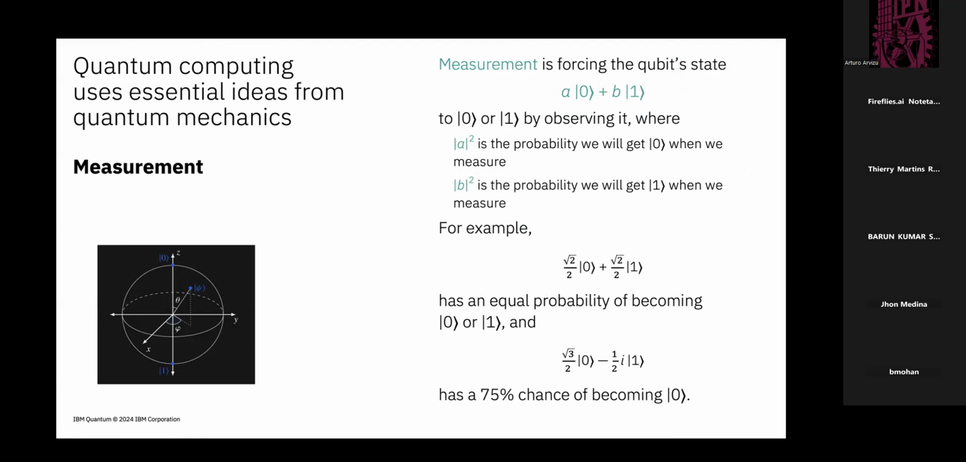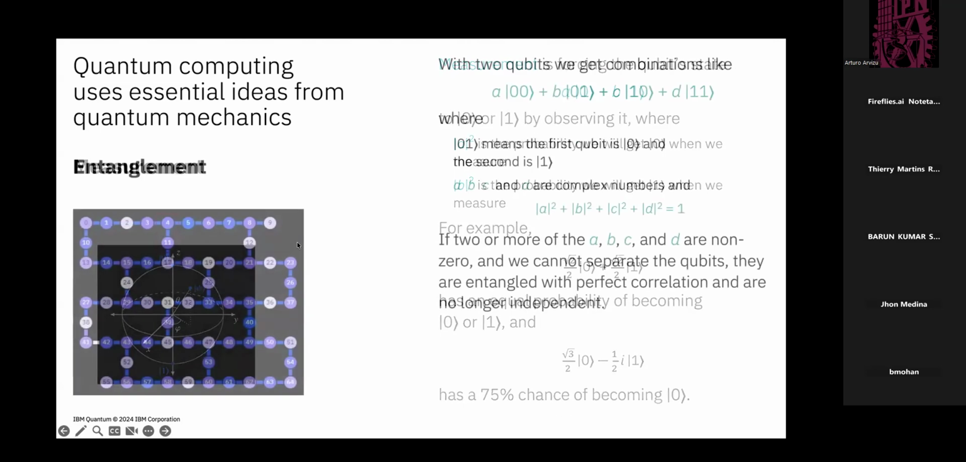So measurement is forcing the state to collapse into the zero or one states, and it will do that with these probabilities A or B. But interestingly, you can change these coefficients and you can tune the probability of measuring zero or one by moving the state to some, say, arbitrary location on the Bloch sphere, like it is here, kind of in the northern hemisphere.